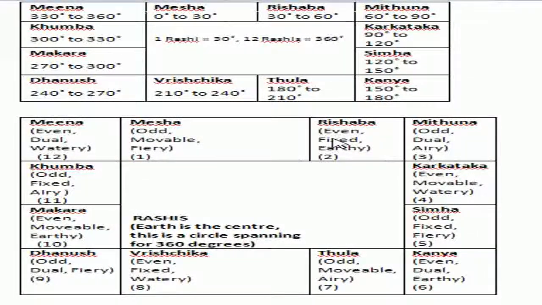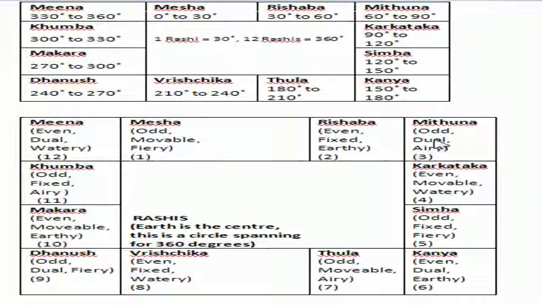So what do we do with all this? Movable, fixed, dual. It's used for predictions. A person with a Mesha Rashi or a Mesha Lagna has decision making that is kind of fluctuating. It is kind of movable. He can change his decisions. Whereas if you take a Rishabha person, his decisions are fixed, and it is also an earthy sign. So it is very difficult to move him. His decisions are very, very fixed.